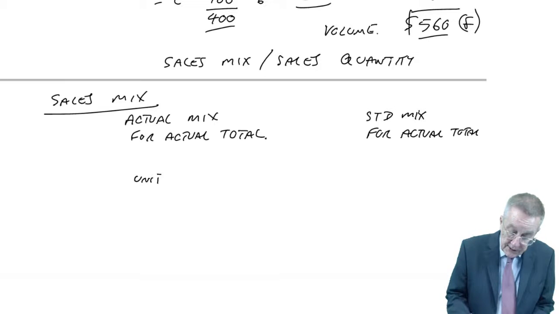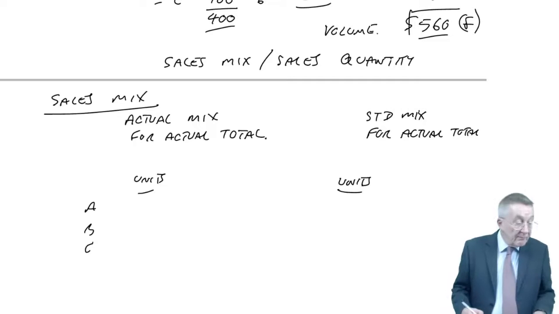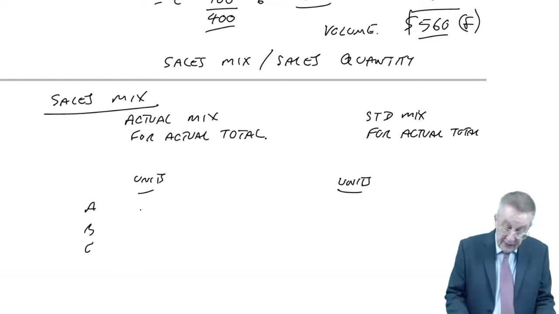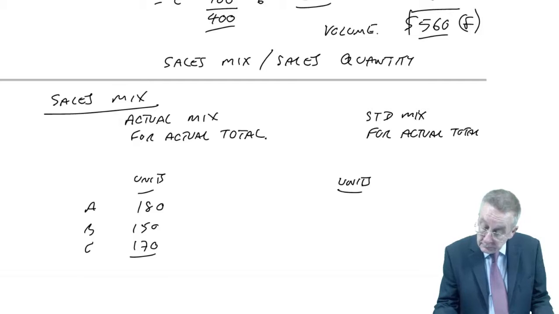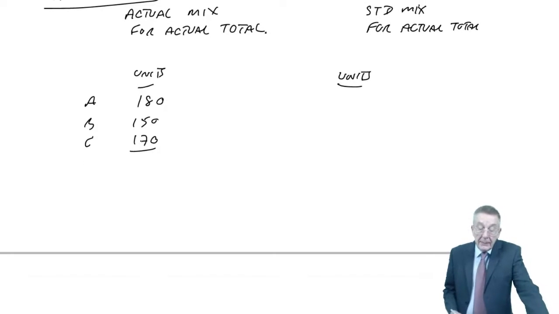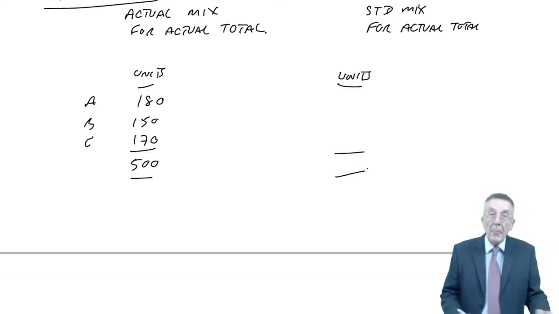So before I put dollars in, A, B, C, where's this question gone? Here we are. We actually sold 180, 150, 170. A total of, I had it before and I better check, 500. So we actually sold 500 units.